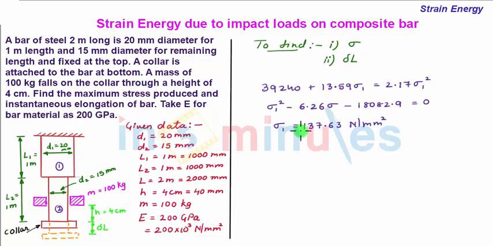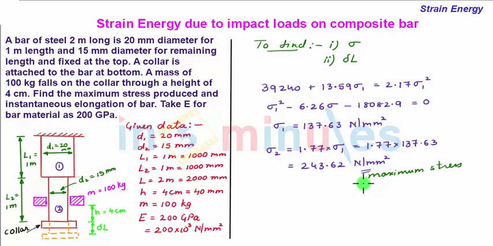Now using the relation in equation 1, we get the value of sigma 2 is equal to 1.77 of sigma 1. So we have 1.77 multiplied by 137.63, and this is equal to 243.62 Newton per mm square. Now the maximum of the two values is 243.62, which is the stress produced in part 2. So this is our maximum stress and our answer 1.